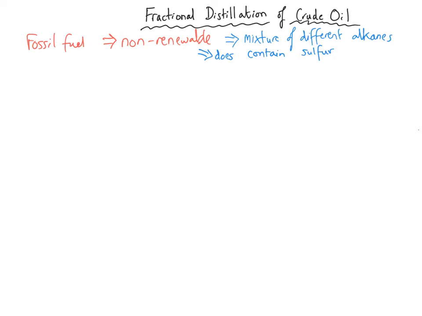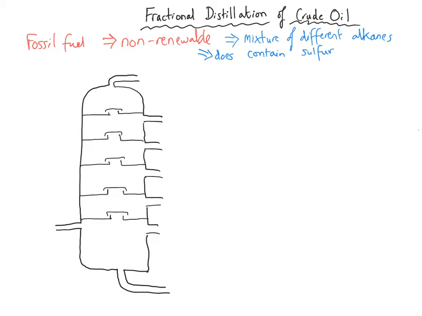Now, the biggest problem with crude oil is that it is crude. And what that means is that it is unrefined. This big mixture is not very useful for anything. And so what we have to do is we have to separate this mixture out. And the process that we use for this, as the title says, is fractional distillation.